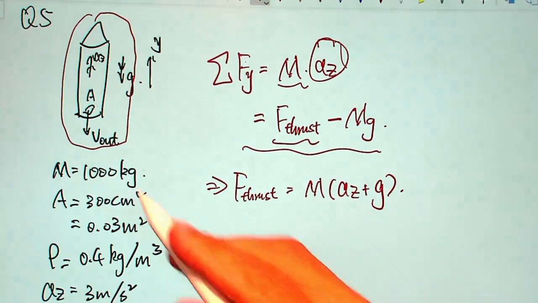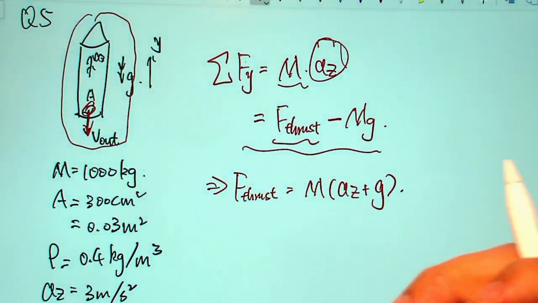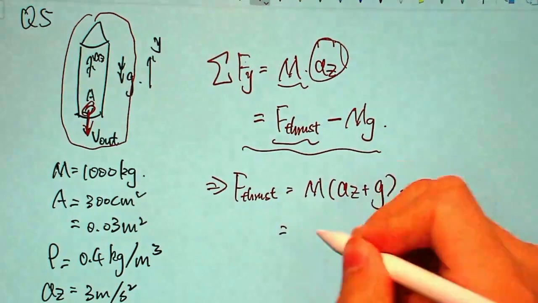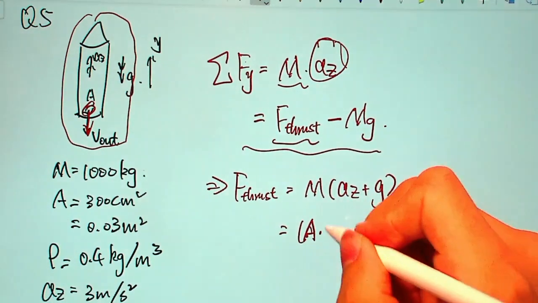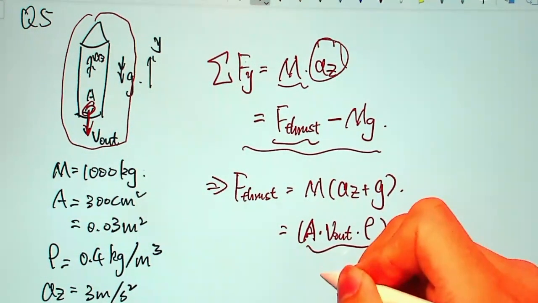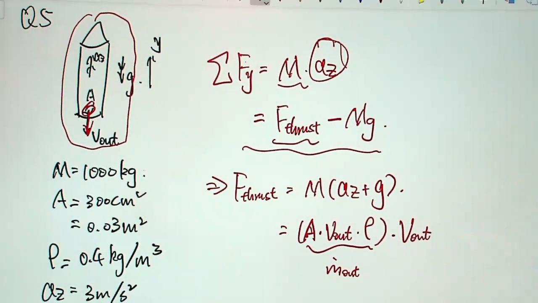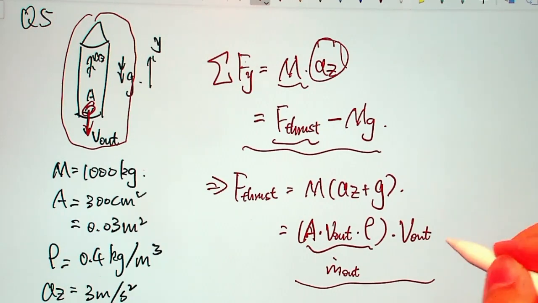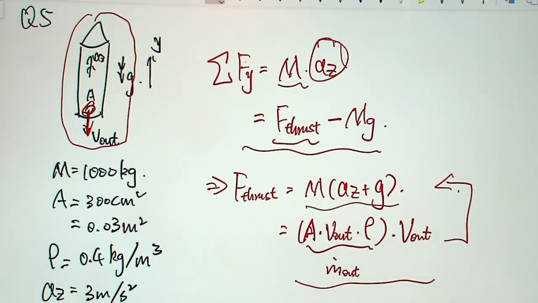And also we know that the gas comes out from a hole with a diameter of A, and we also have the outflow rate as v out. We also know the density, so we multiply them together. This one is the mass flow rate, and then we multiply by the velocity. So this is the momentum created by the emitted gas, which should be the same as the thrust force on the rocket.